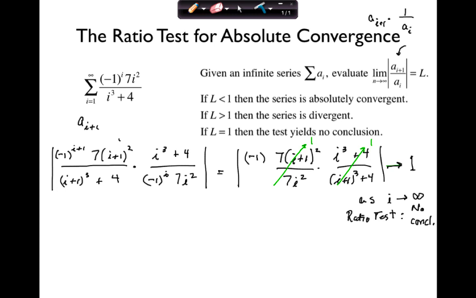Yeah, because look, you've got 7i squared and i cubed, right? The limit of that is 0. Therefore, it meets the requirements. So by the alternating series test, the series converges.